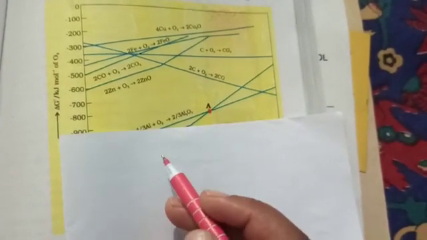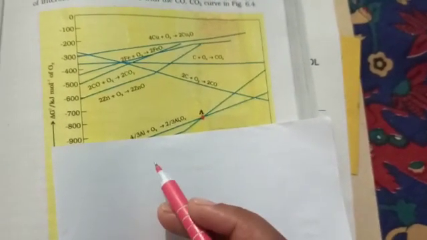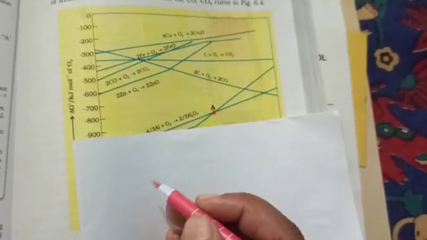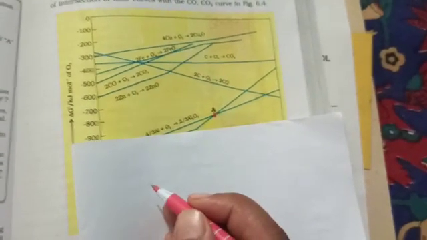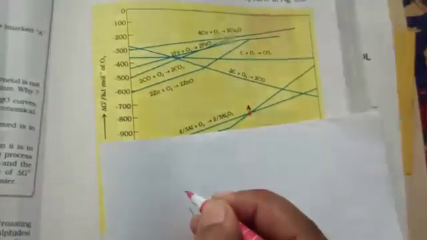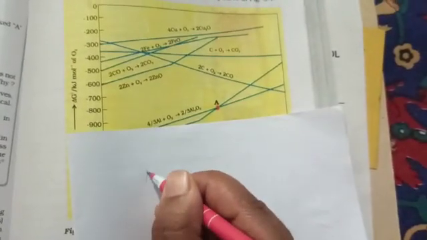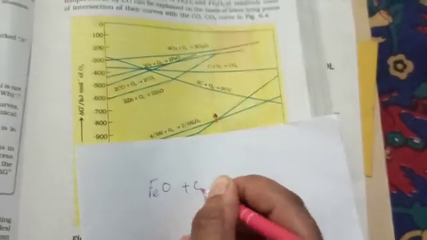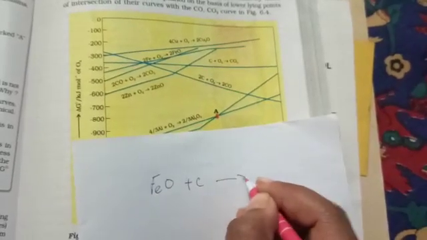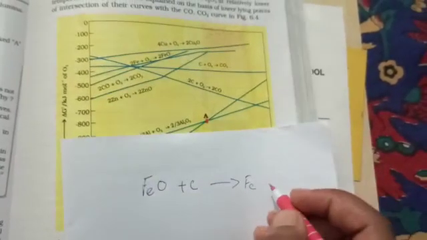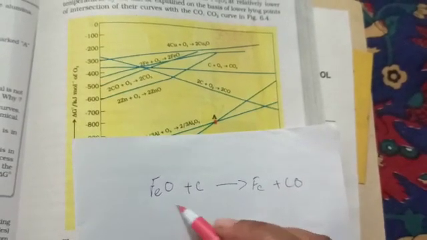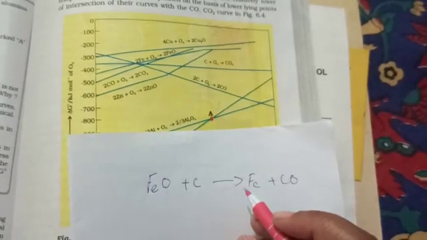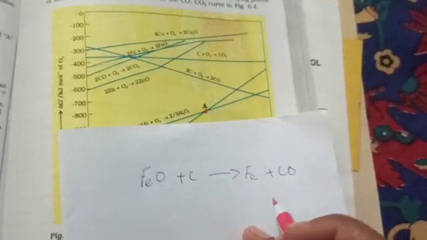So students, to make you understand this Ellingham diagram in a better way, I am giving you an example of the extraction of iron. In iron, basically iron oxide FeO plus carbon gives Fe and CO, that is iron and carbon monoxide, which means that iron oxide is being reduced to iron and carbon monoxide.